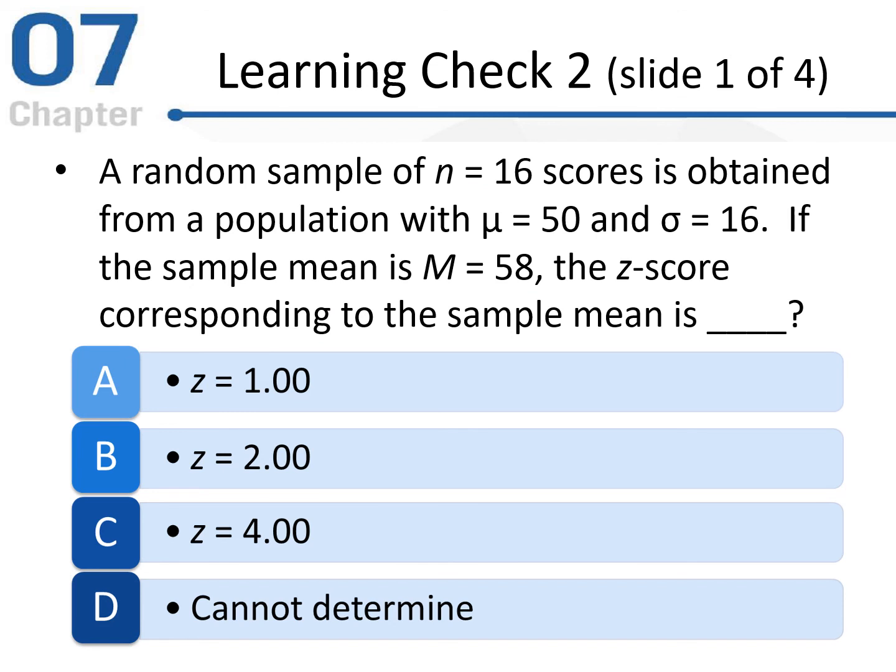Let's do a couple more problems before we wrap this up. A random sample of 16 scores is obtained from a population with a mean of 50 and a standard deviation of 16. If the sample mean is 58, the z-score would be what?